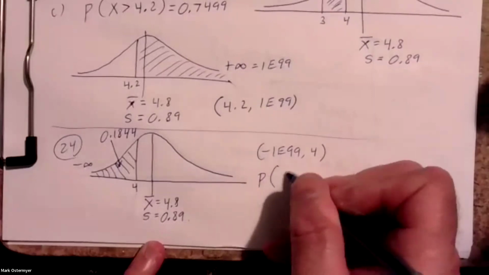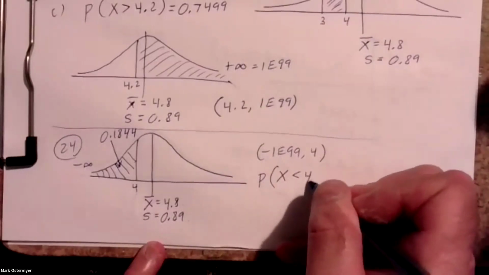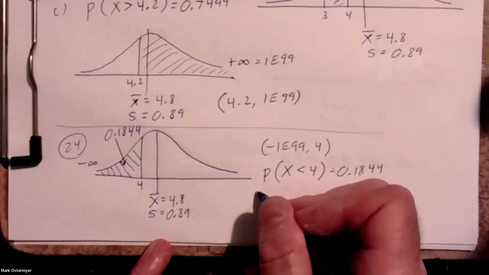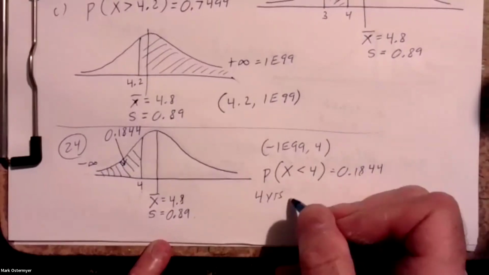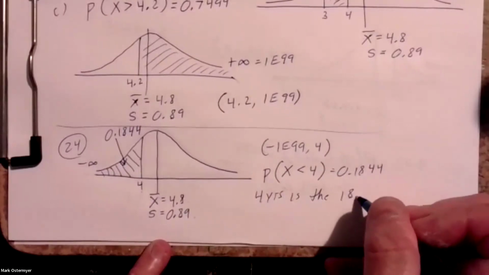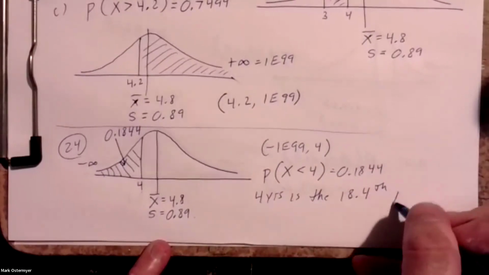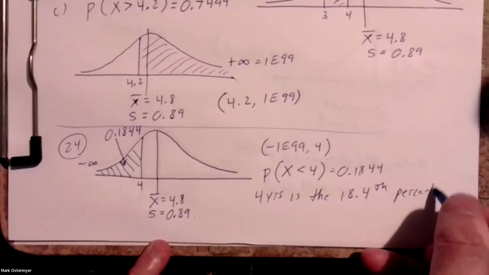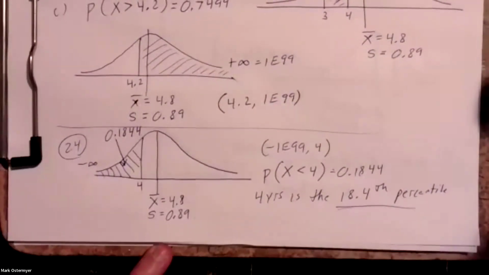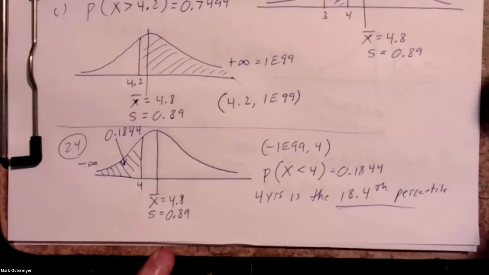So what we just discovered is the probability of somebody that keeps their TV for less than 4 years is equal to 0.1844. This means that 4 years of ownership of an old TV is the 18th percentile, about the 18.4th percentile. In other words, we would expect about 18.4% of all people to keep their old TV for less than 4 years. That's how you do a problem like number 24 there.